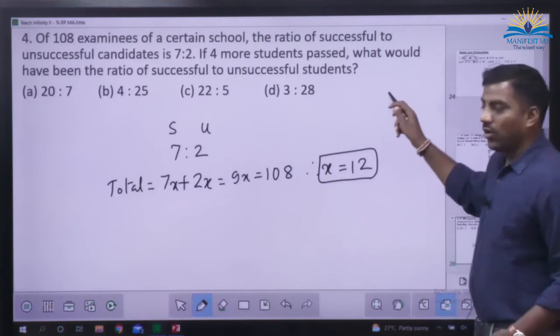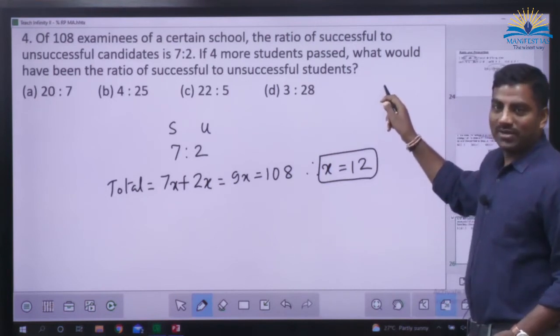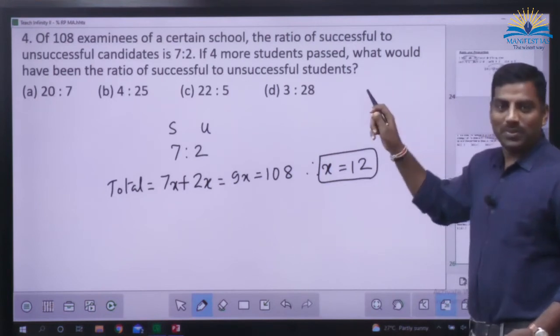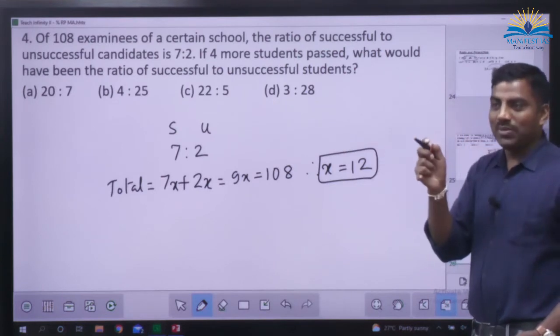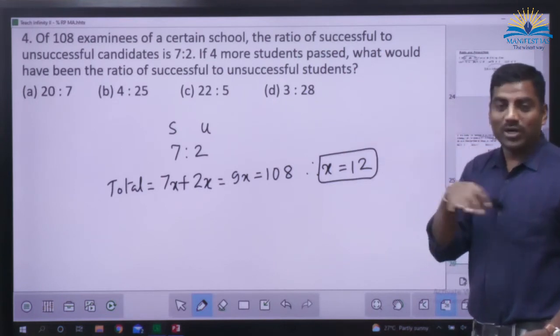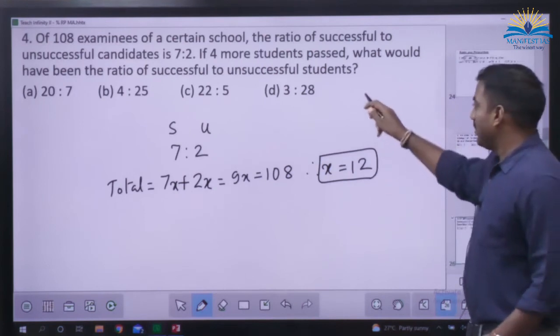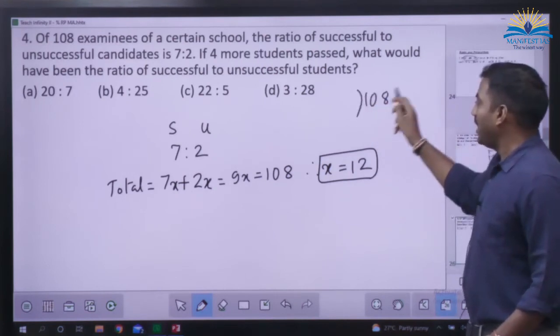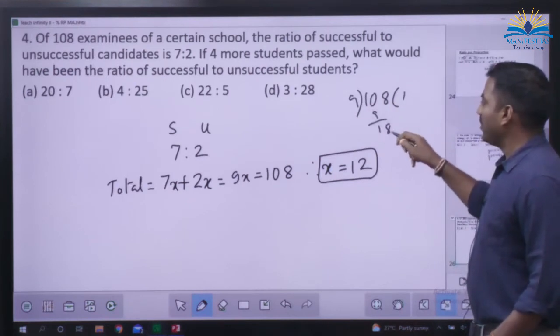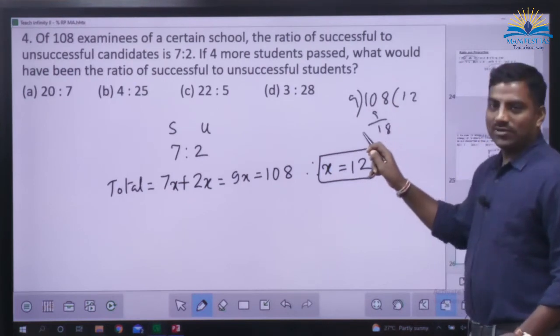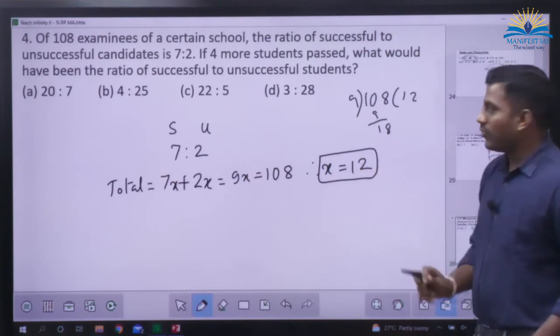Should I show you how to divide 108 by 9? Because I have seen people putting so many things while dividing and multiplying, even without a decimal point. See, 108 divided by 9. 9 ones are 9, 1 and 8 is left. 9 twos are 18. So 12. So X is equal to 12.